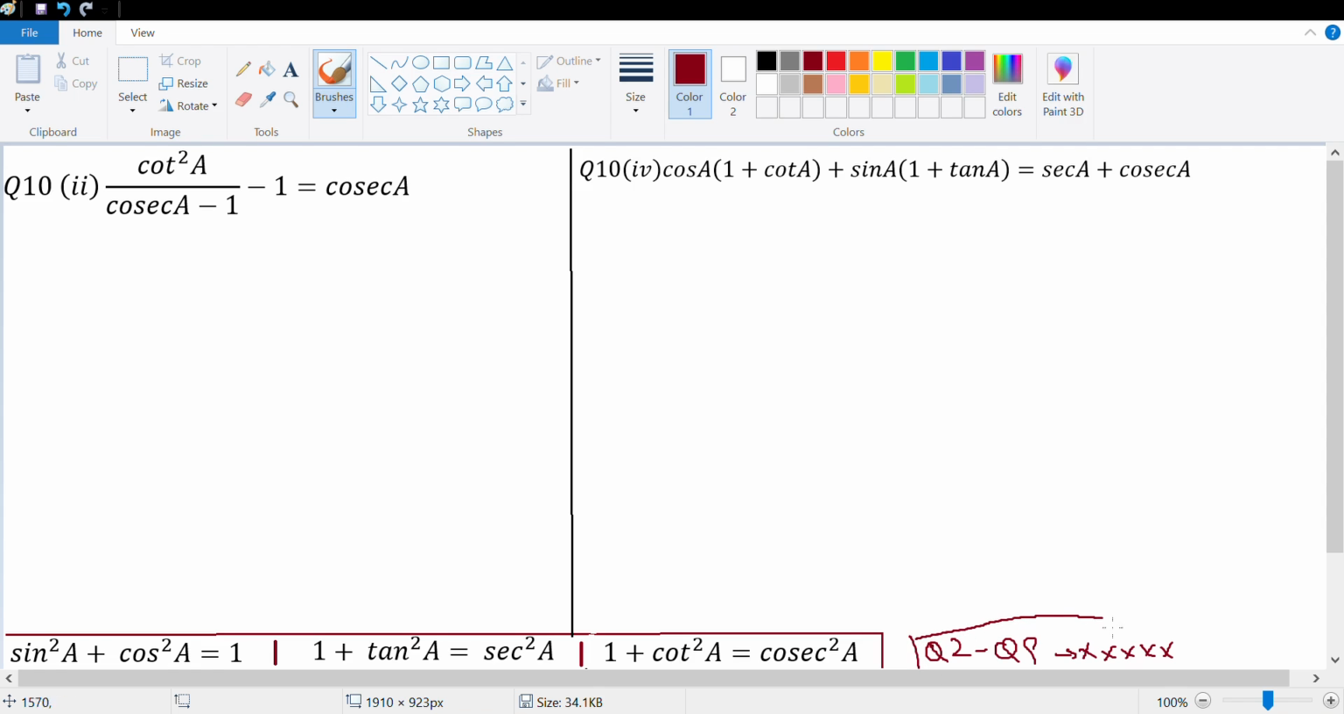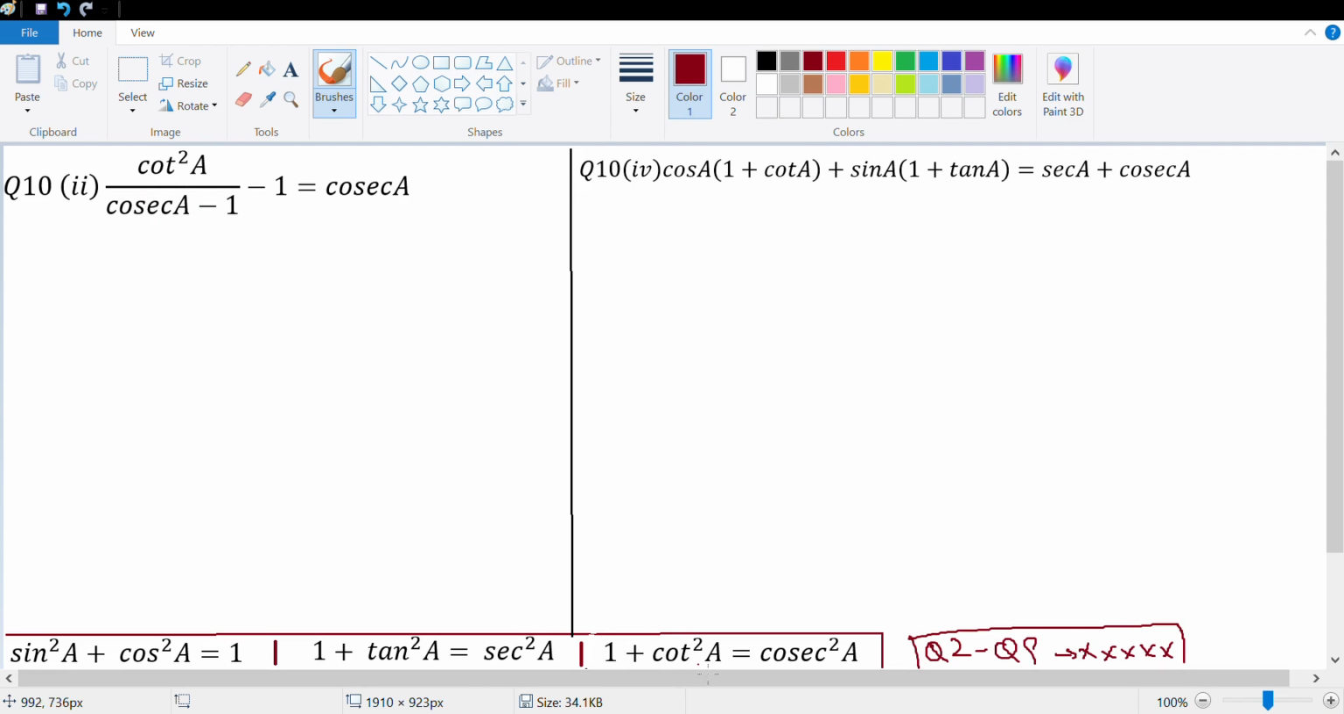Those questions involve complementary angles and other properties which are not in your syllabus. So let's look at question number 10. Question number 10 part 2: cot square a upon cosec a minus 1. I know that there is a relation between cot and cosec. Let's try and apply it.